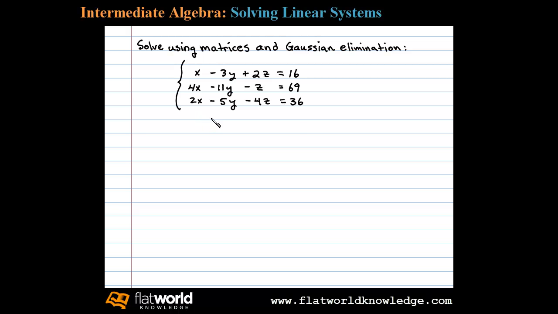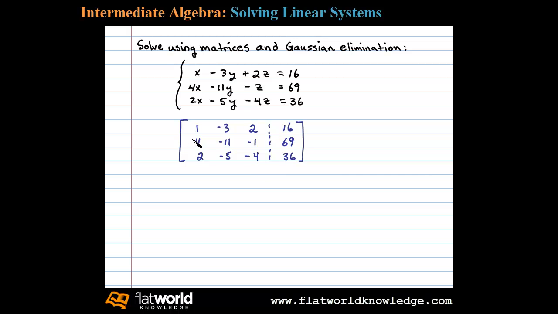Here we're asked to solve a linear system using matrices and Gaussian elimination. Let's begin by finding the corresponding augmented coefficient matrix. Now the goal is to find an equivalent matrix in upper triangular form.